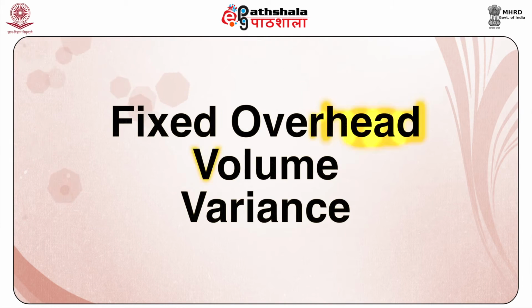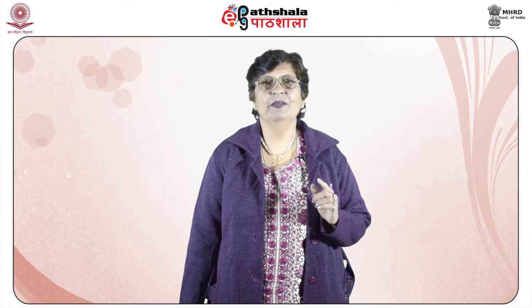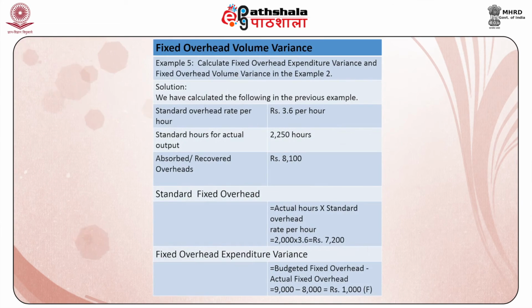We will now consider fixed overhead volume variance. It is that portion of fixed overhead cost variance which arises due to the difference between standard cost of overheads absorbed by actual production and the budgeted overhead. If the actual output is more than the budgeted output, the volume variance will be favorable and vice versa. It is calculated with the help of formula fixed overhead volume variance is equal to absorbed fixed overheads minus budgeted fixed overheads. Let us understand this concept with the help of an example. Let us calculate fixed overhead expenditure variance and fixed overhead volume variance with the help of previous example.